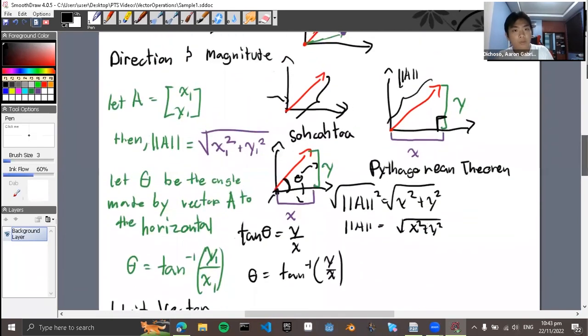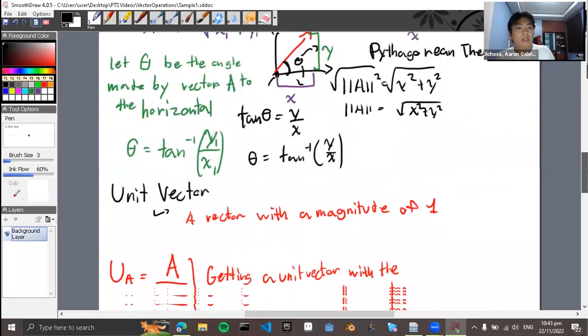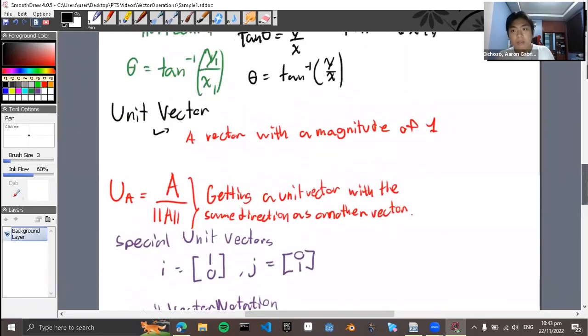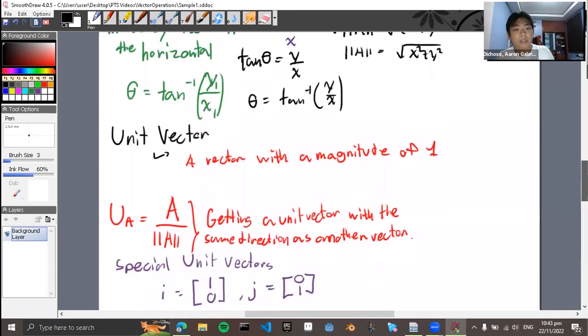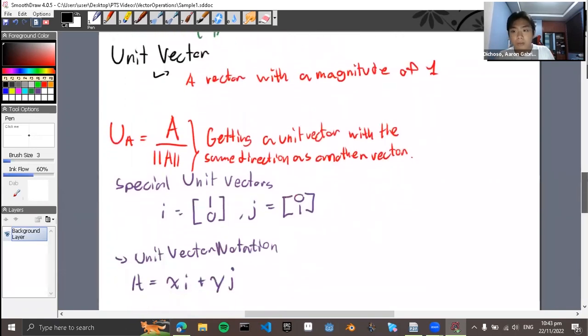Where can we apply yung magnitude and direction? We can actually apply it here sa unit vector. So a unit vector is a vector with a magnitude of 1. And for example, if meron kang vector na hindi magnitude ay 1 and you just want to focus on the direction at where it goes, you can get the unit vector instead. So getting the unit vector of a vector with the same direction as the other would just be A divided by yung magnitude niya.